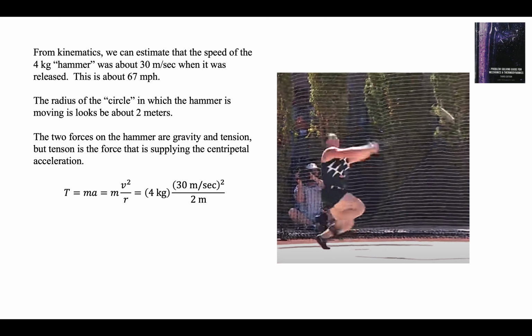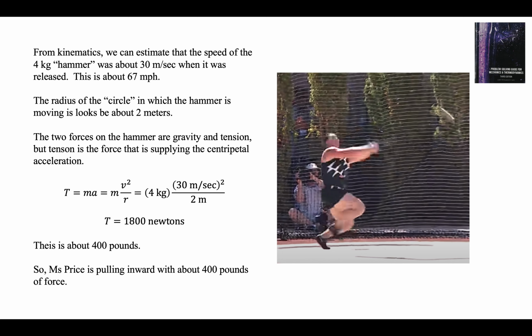So there's the tension. Tension is m a towards the middle, which is m v squared over R. And if you calculate this, it's 1,800 newtons, which is about 400 pounds. So she's pulling inward with the force of about 400 pounds on that thing when she lets go.